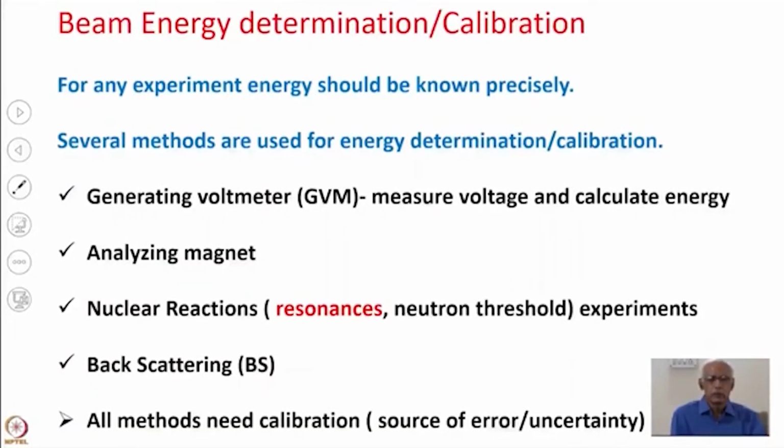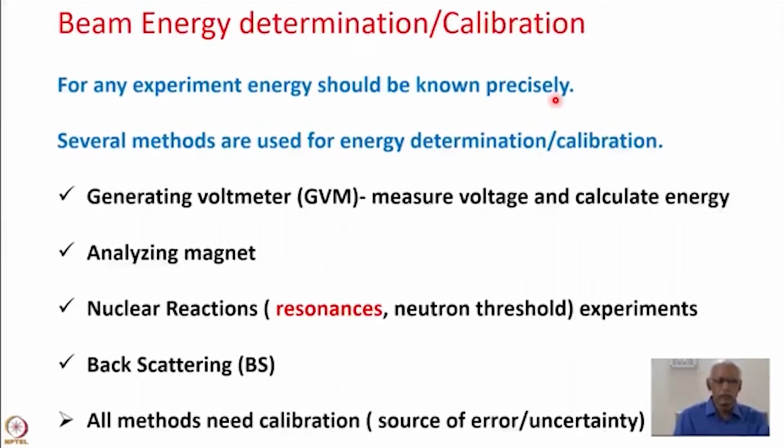So, beam energy determination and calibration. You know that for any nuclear physics experiment, the most important parameter is the particle energy, and that should be known precisely. We should know the energy precisely in order to understand the nuclear physics experiment and its outcome. Now, several methods have been used for energy determination, and they are listed here. Some are very accurate, some have some sources of error.